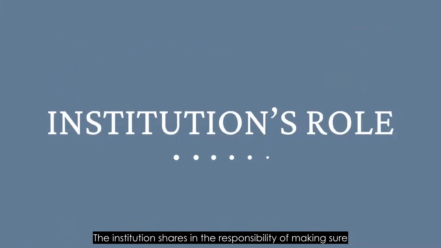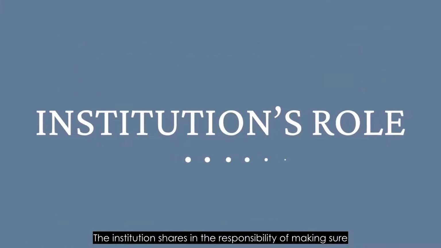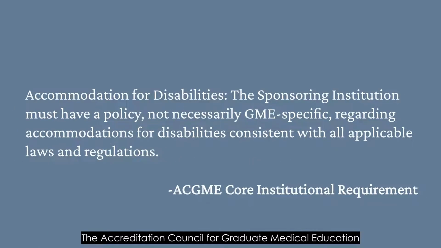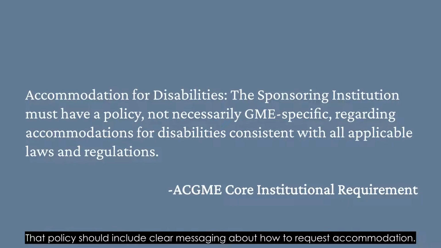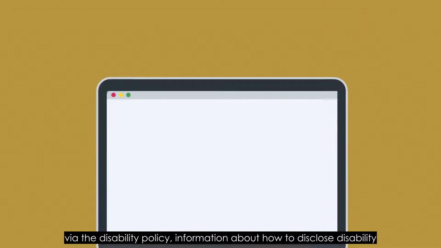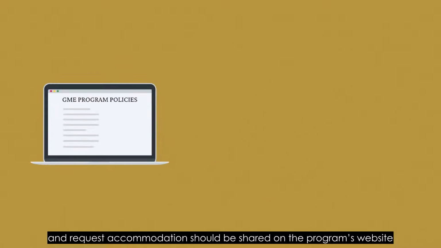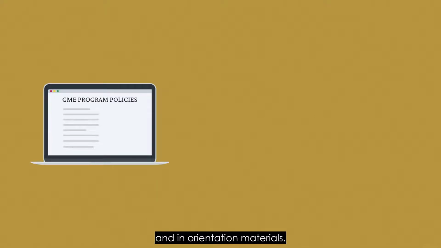The institution shares in the responsibility of making sure that training programs are accessible and inclusive to learners with disabilities. The Accreditation Council for Graduate Medical Education requires programs to maintain a disability policy. That policy should include clear messaging about how to request accommodation. In addition to communicating the disability-related processes via the disability policy, information about how to disclose disability and request accommodation should be shared on the program's website and in orientation materials.